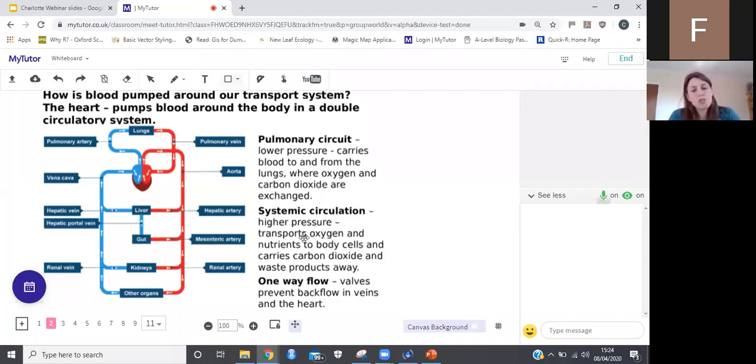Both of these systems are under a one-way flow. So blood only ever travels one way at a time. It can't get back. And there are valves.